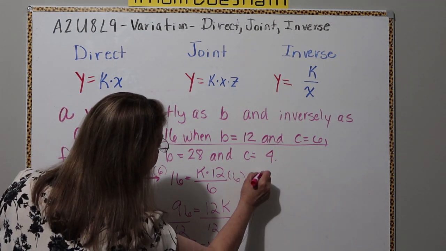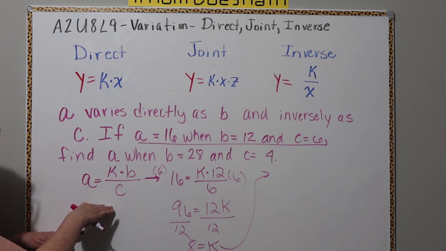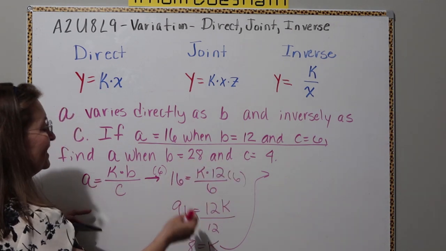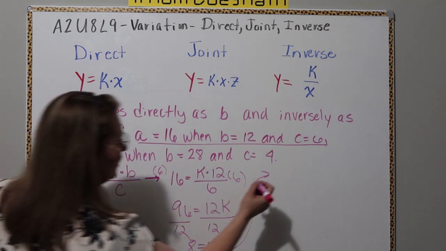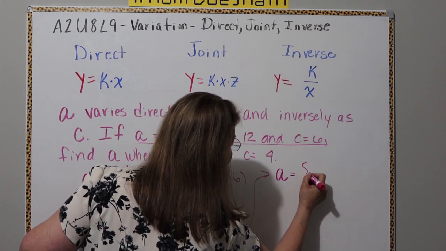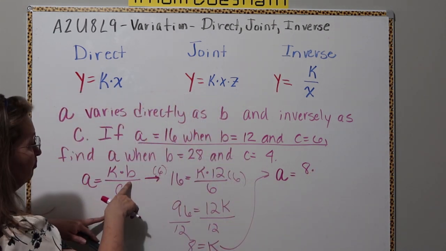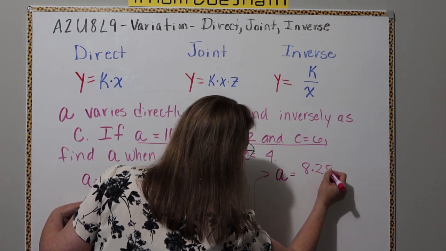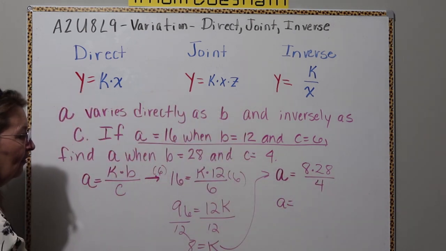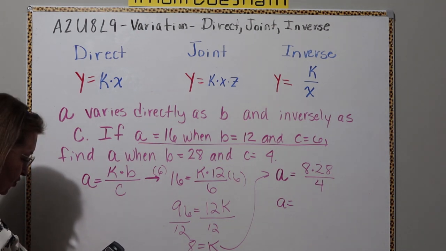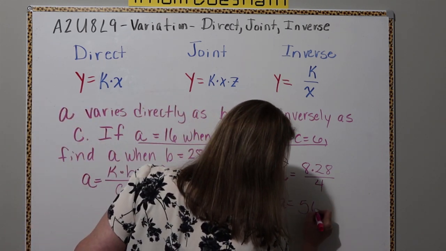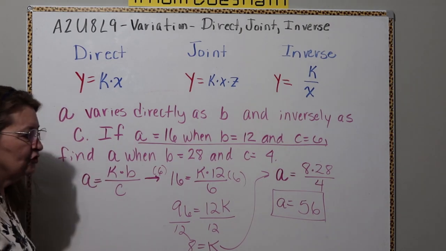Now I can take that constant back up into my model. I'm going to fill it in for k and these new values for b and c, and then I'll solve it for a again. So I'm missing a this time. I know that my constant is now 8 times b, which was 28, over c, which is 4. And the quick math on that is going to get us 8 times 28 divided by 4, which is 56. So that is your new value.